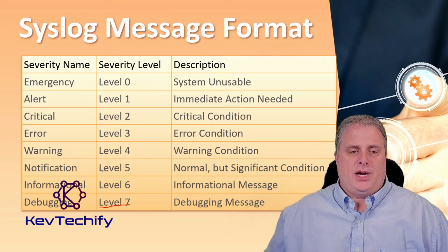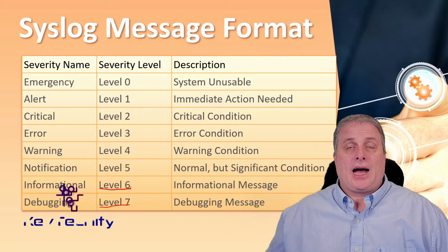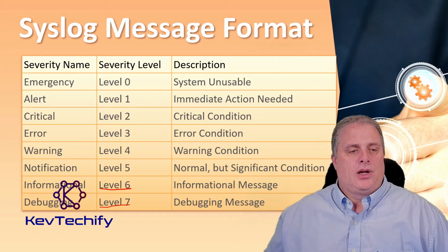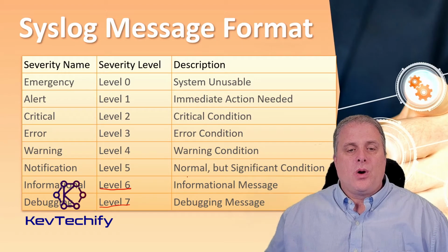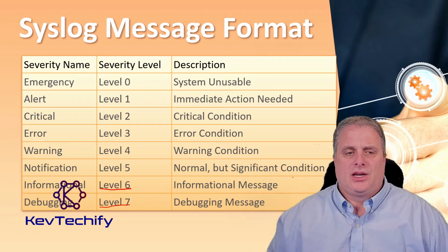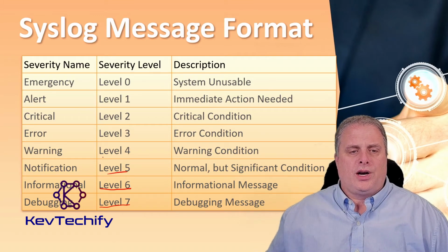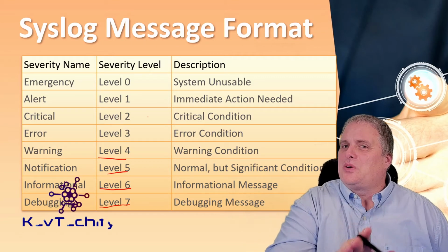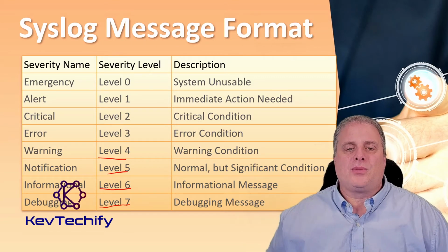Then we have informational. This is like, hey, I renewed my IP address, or the adjacency came up. We have a notification. It's normal, but you need to pay attention to this. Then we get level 4. It's a warning message saying the system's still working, but this is going to cause you a problem.